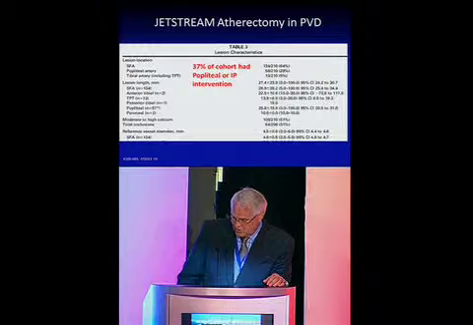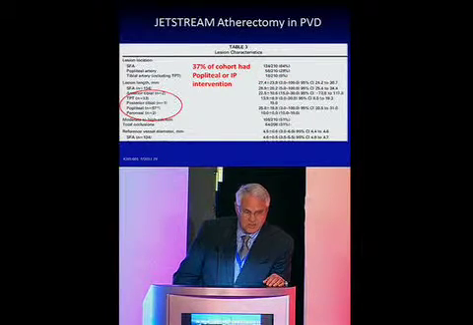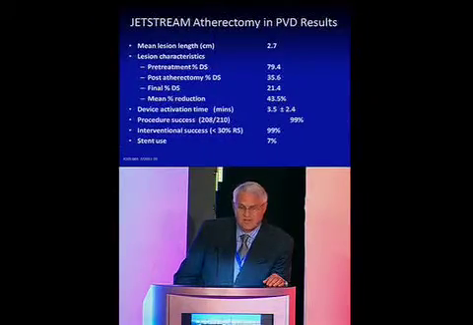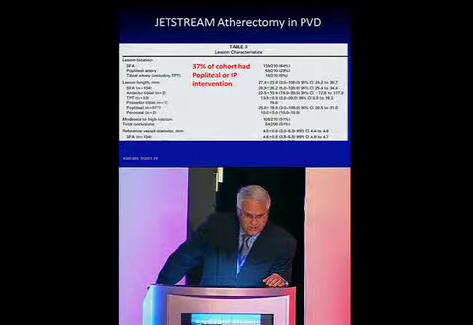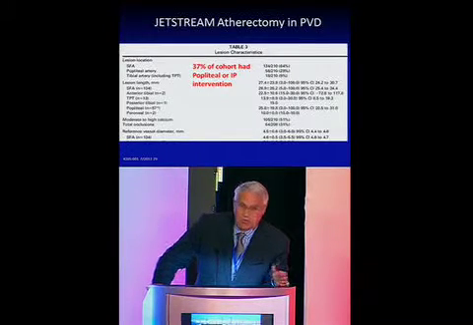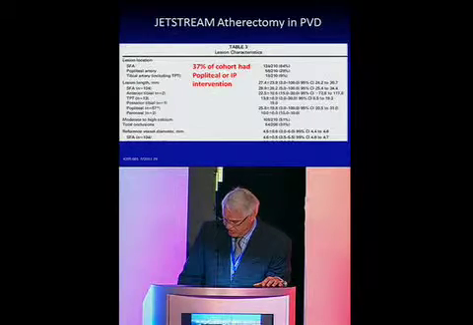It's important to note that a large number of these patients had really complex disease with extensive calcification. Let me go back. 51% had high calcium. Chronic total occlusions represented about a third of the patients in this early experience.